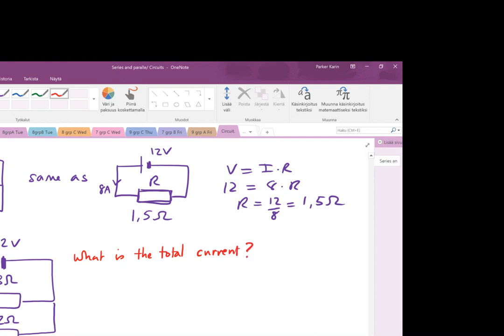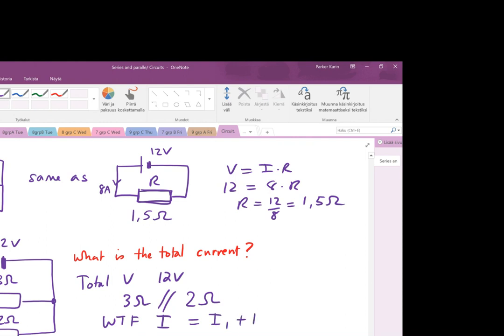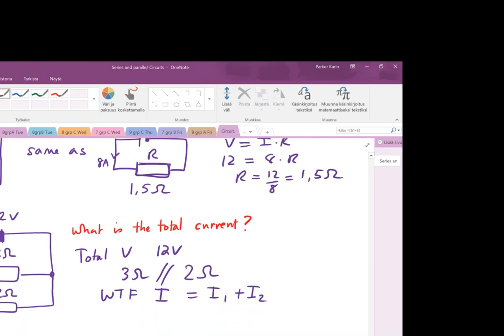Okay, so what do we know? Total voltage, 12 volts, and that's the same across each parallel branch. There's 12 volts across the bottom resistor and 12 volts across the top. And we've got 3 ohms in parallel with 2 ohms. Let's split the currents, I1, I2. And what do we want to find? I, which is our total current, I1 plus I2.